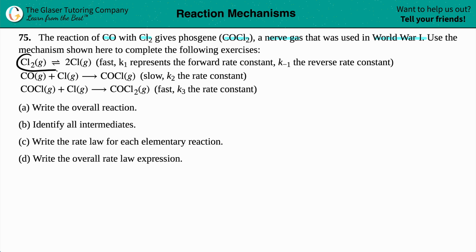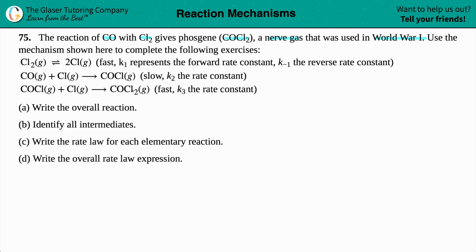So we have Cl2 gas coming to equilibrium. I see those double arrows. That always means that it's coming to equilibrium. So Cl2 gas is coming to equilibrium with 2Cl gas. And then step 2, we have carbon monoxide CO plus the Cl gives us COCl. And then COCl plus another Cl gives us COCl2.